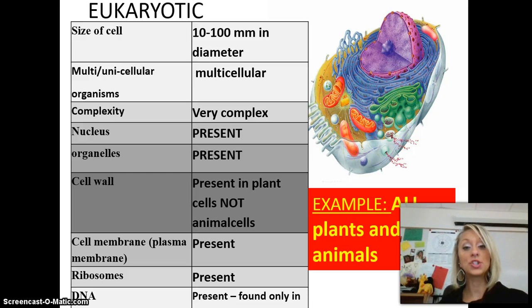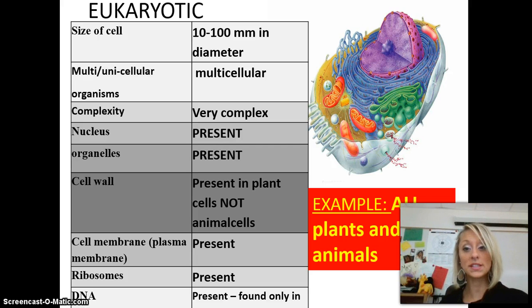Eukaryotic cells are much larger. They're multicellular, which means the organism is made of many eukaryotic cells. It's considered to be a complex structure, and this is because of all the different organelles that are found inside of it. There's usually a cell wall only in plants and some fungi, but not in animals, so no animal cells have a cell wall. Cell membranes are present throughout all of the different types of eukaryotic cells.